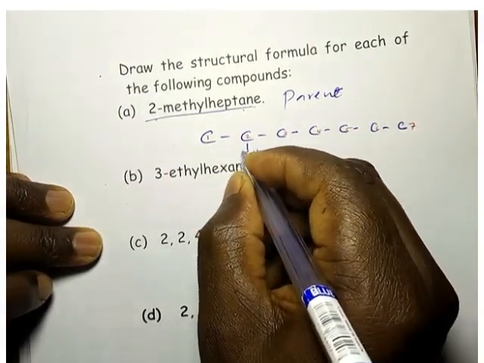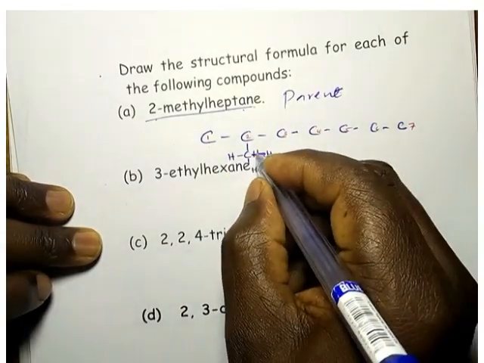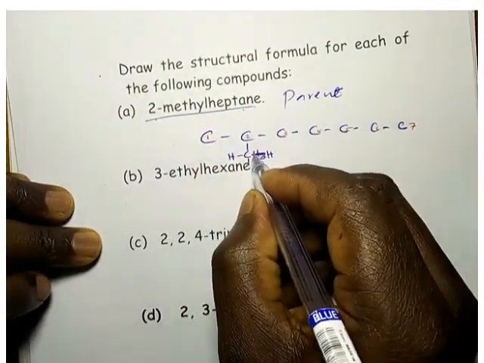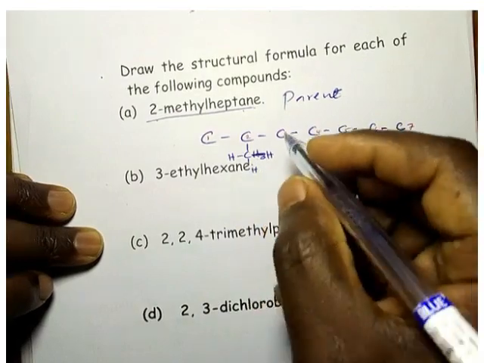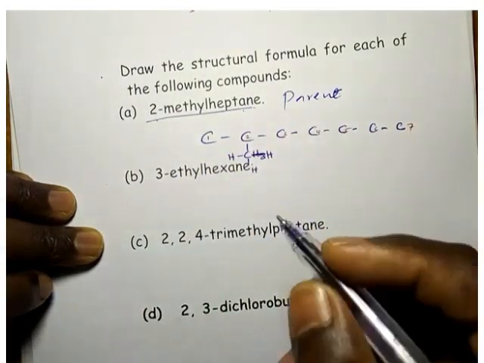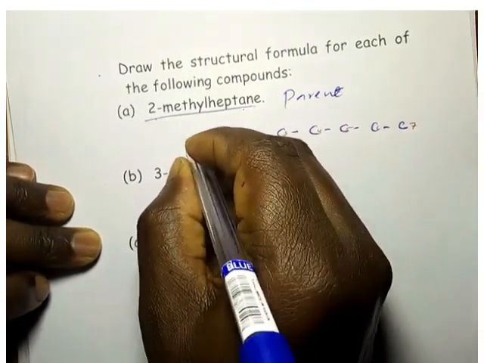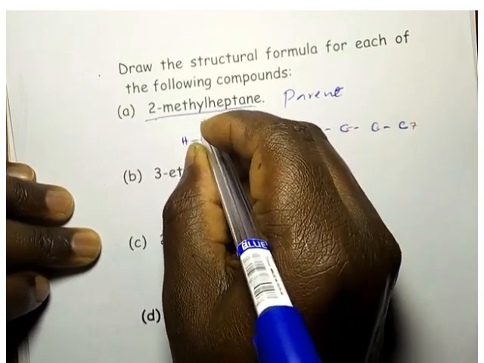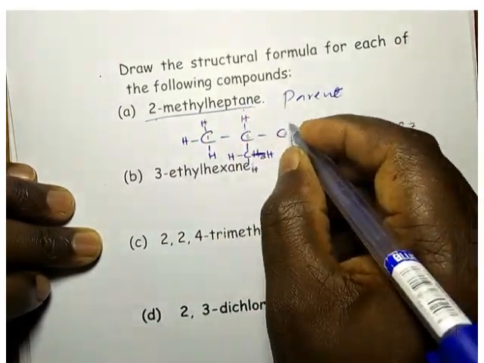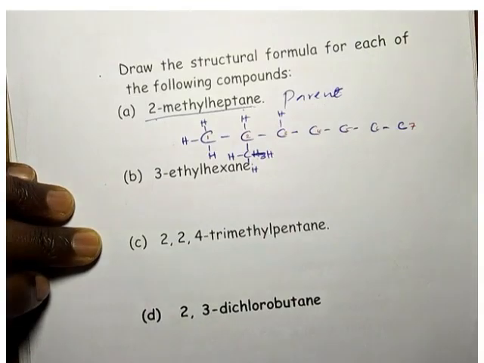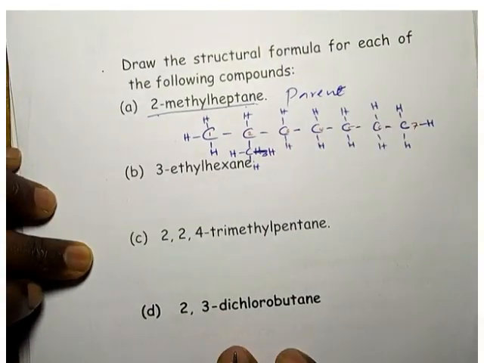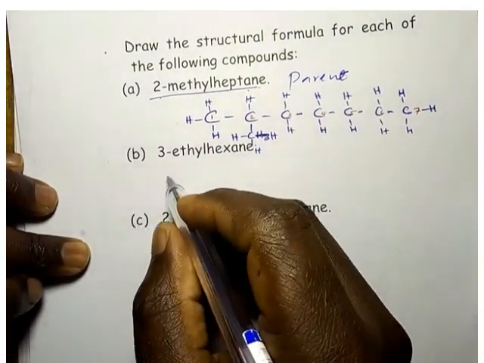H, like that, because it should be a structural formula. So here we have this, and then for the rest you add hydrogen atoms. Here you will put hydrogen, hydrogen, hydrogen, all the way. So let me quickly do this one.